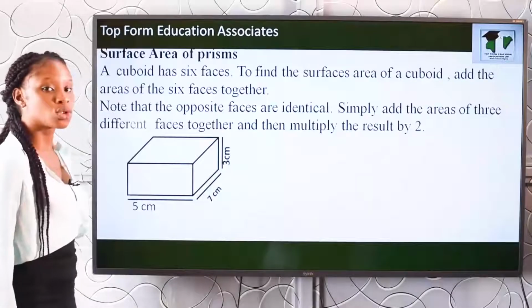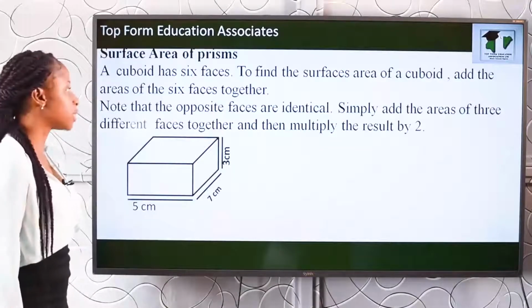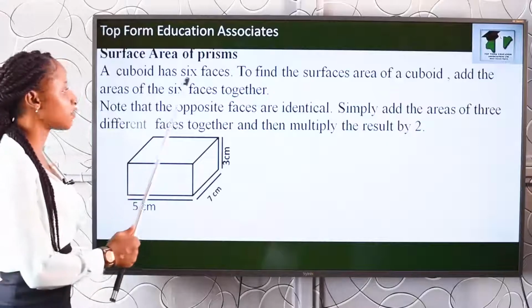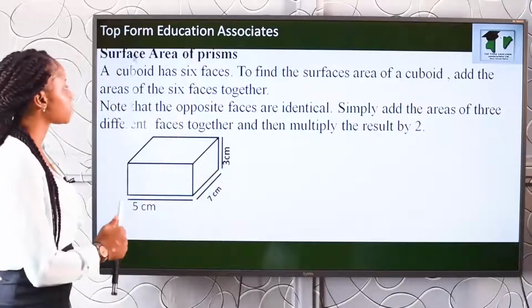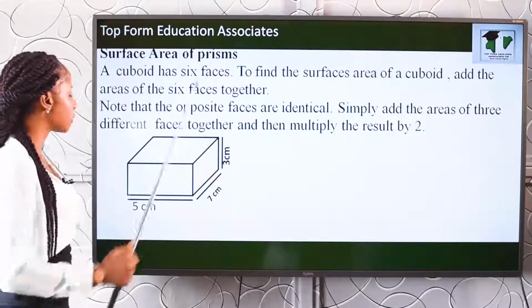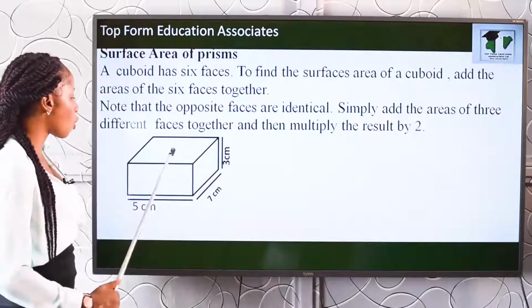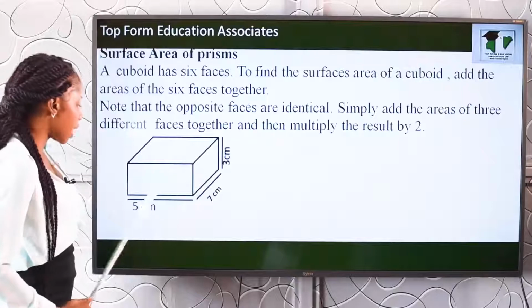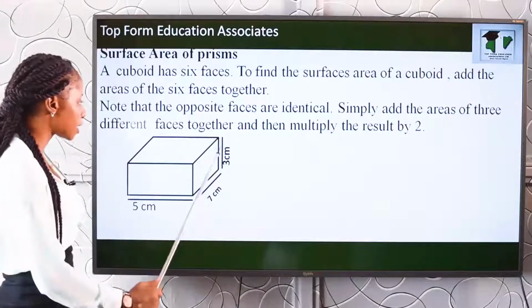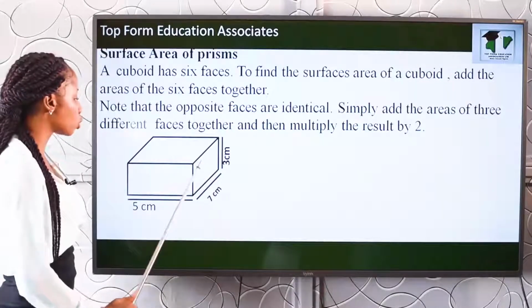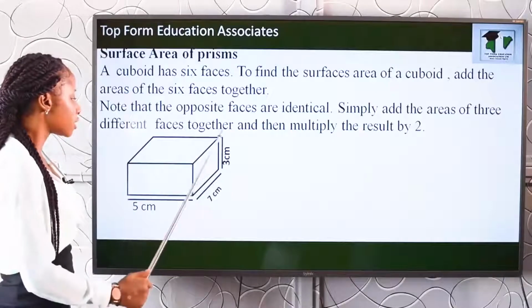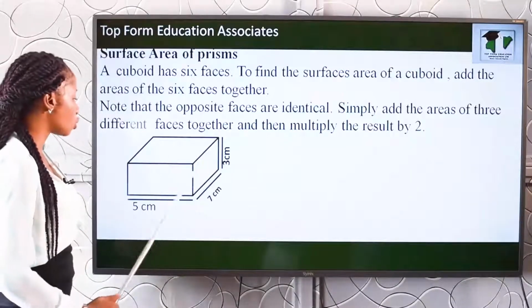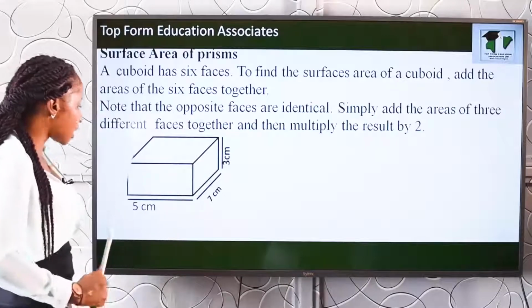Now let's go to surface area of prisms. Surface area of prisms. A cuboid has 6 faces. Okay? A cuboid has 6 faces. Now look at this diagram. We have 1, 2, 3. There is a part underneath here, and there is a part underneath here, and there's a part behind here. So we have 1, 2, 3, 4, 5, 6. You see? We have 1, 2, 3, 4, 5, 6.